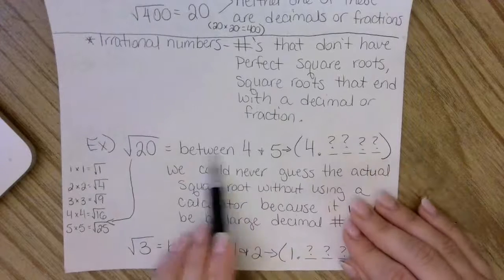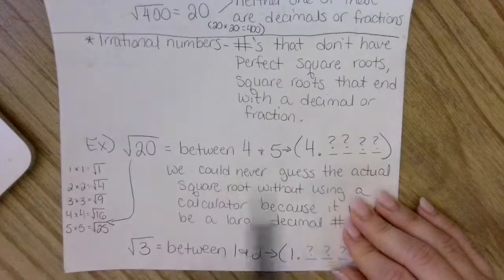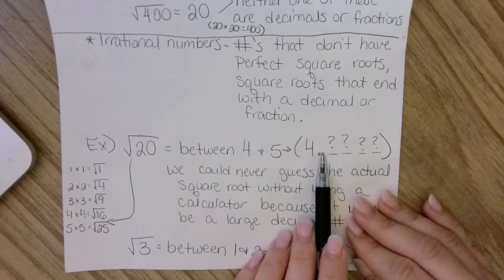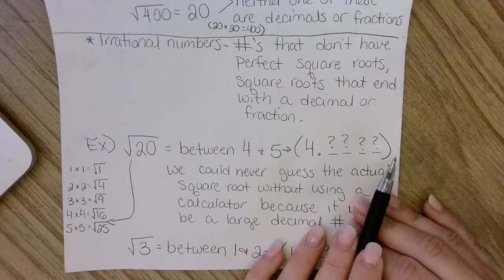So what this means is between 4 and 5. Realistically, if I used a calculator, it would be 4 point decimal, decimal, decimal, decimal.